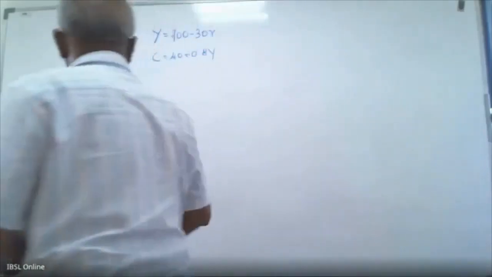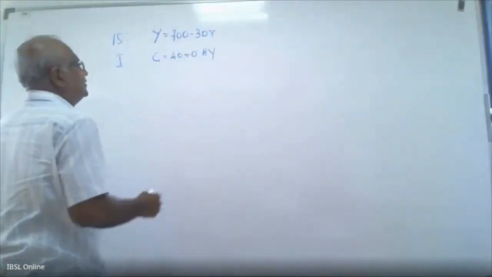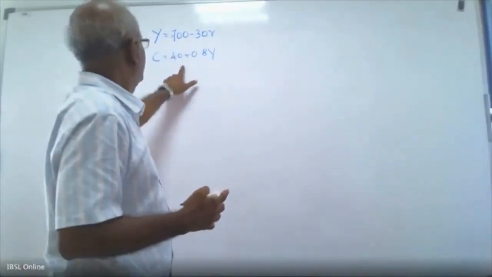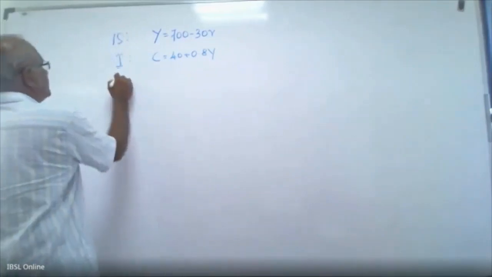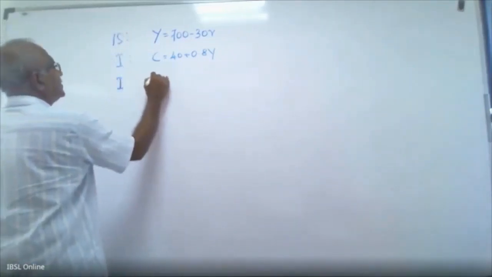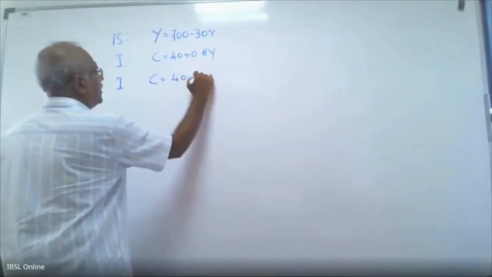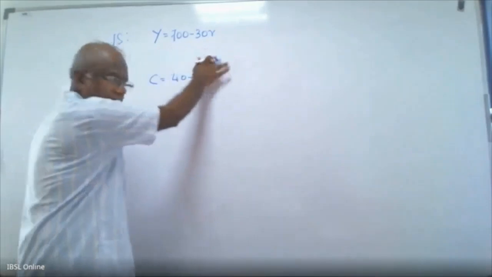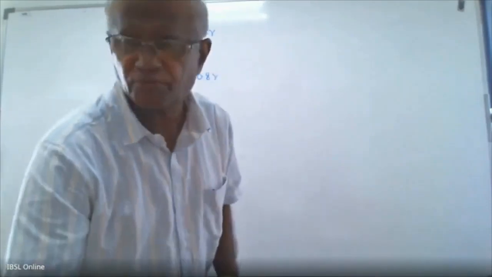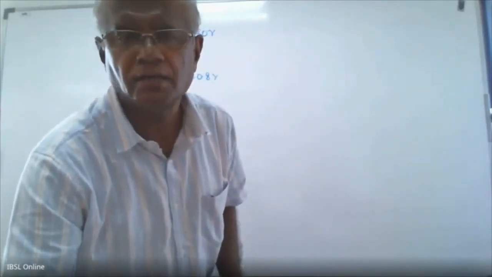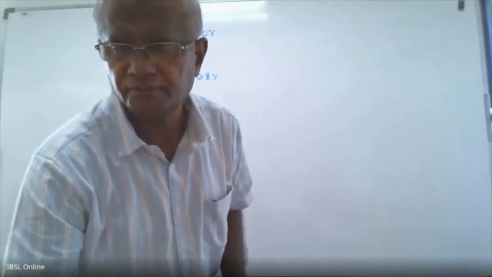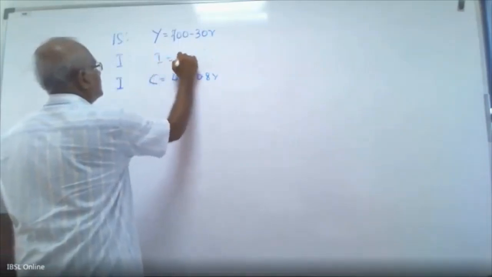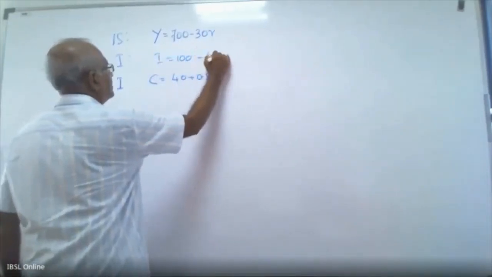Okay. Now we will calculate Y for the interest rate. We have derived the IS curve. We know the consumption and investment. The consumption function is 40 plus 0.8Y. The investment function is 100 minus 6R.